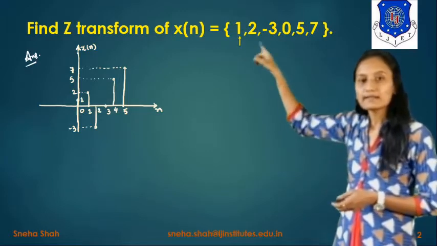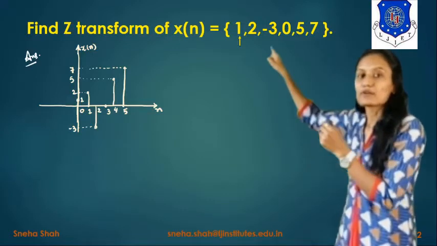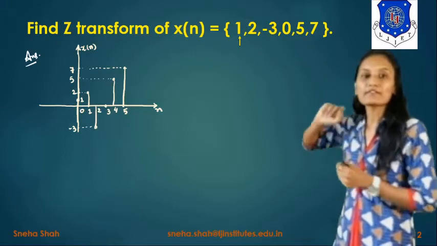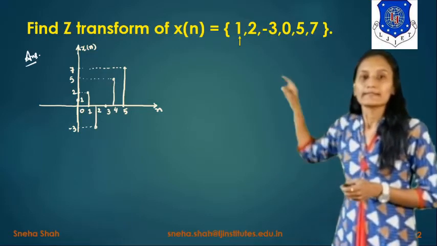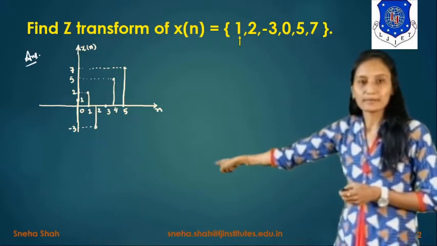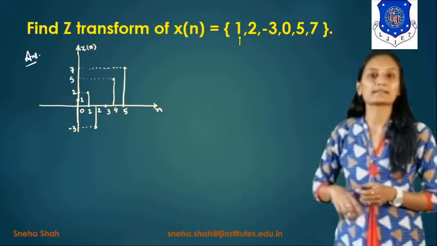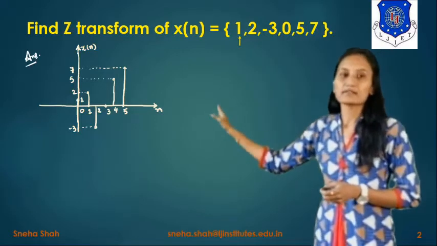After n equals 0, the next term will be n equals 1. Right. So at n equals 1, the value of x will be 2. So at n equals 1, I have drawn 2. The next term is minus 3. So at n equals 2, its value will be minus 3. Likewise, all the other terms I have drawn. So this is the final graph of this x of n.